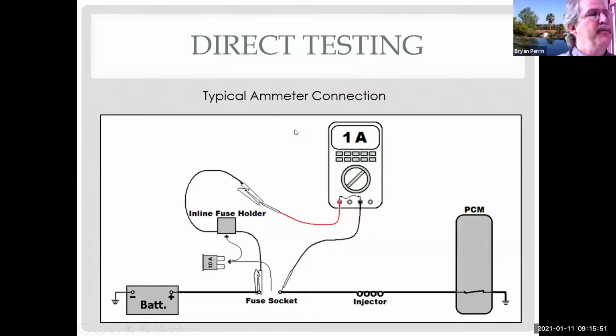So here's a typical amp meter connection. So I've taken the fuse out. I've put the fuse into a fuse holder. So now I'm going through the fuse, through my meter, which has a fuse, through to the injector, through the PCM to ground. So you see, when we use the internal part of the meter, we actually are connected in series. It becomes part of the circuit.